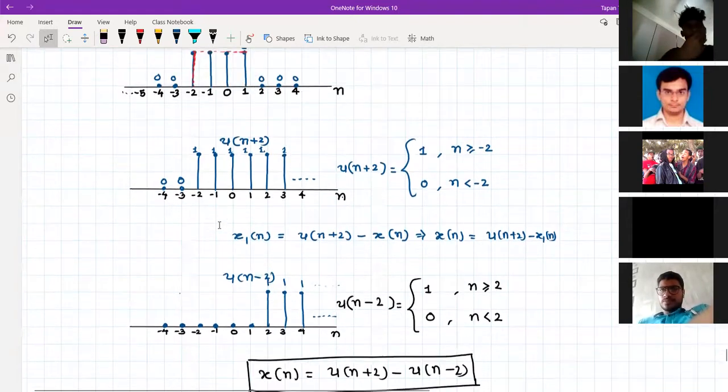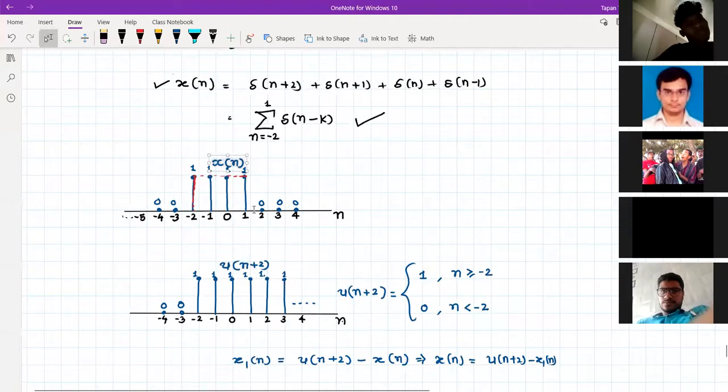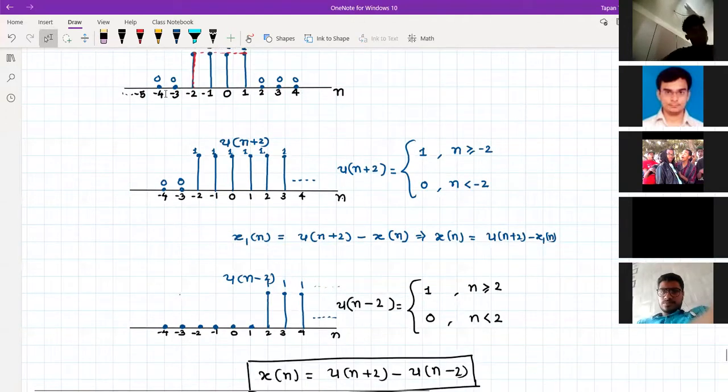Okay. Now you will perform the subtraction of u of n plus 2 and x of n. So it is 0 minus 0, 0 minus 0, 1 minus 1, which is 0 here, 1 minus 1, so it is 0 here, 1 minus 1 at 0, so you get 0 here. At instant 1, it is 1 minus 1 again, so you get 0. But at instant 2, here it is 1, here it is 0. So you get 1 here. At instant 3, u of n plus 2 is 1, but original function is 0. So 1 minus 0 is 1.